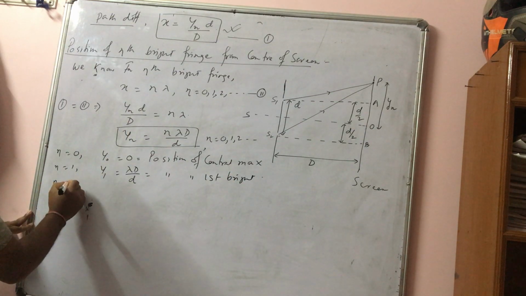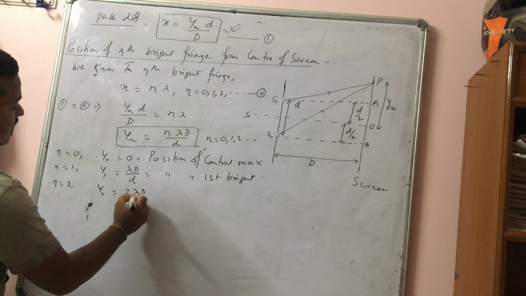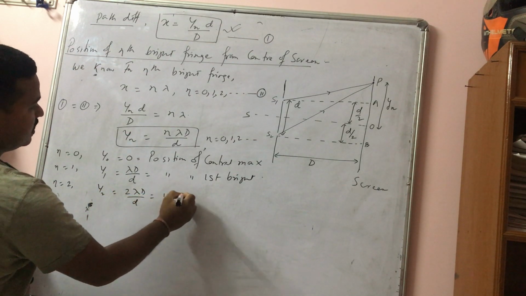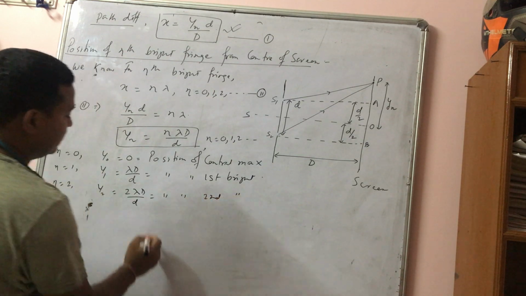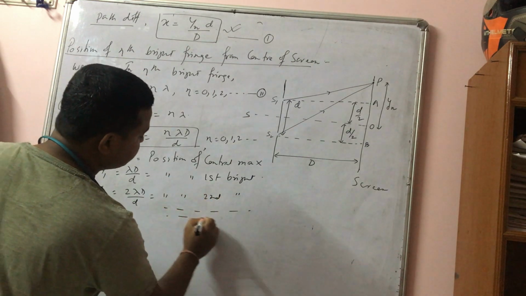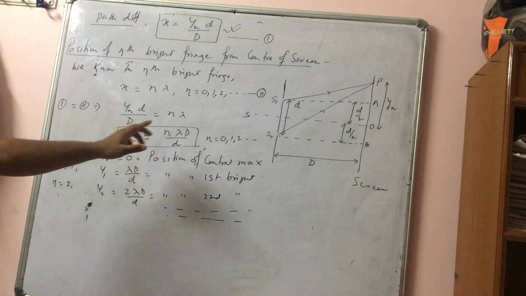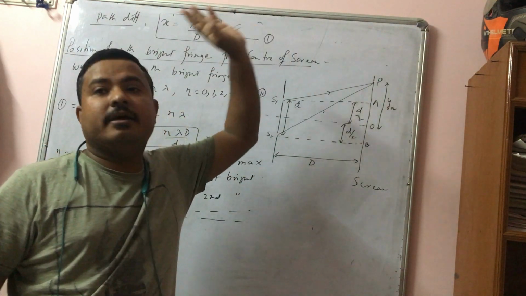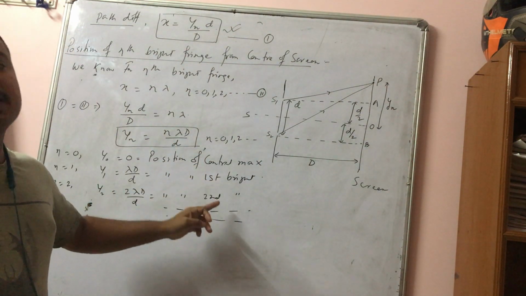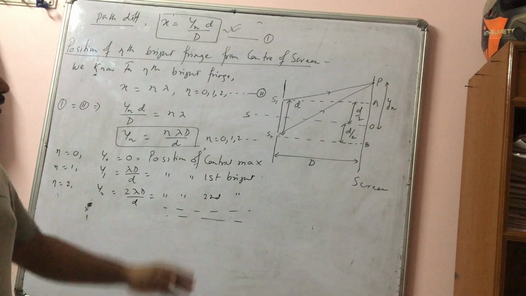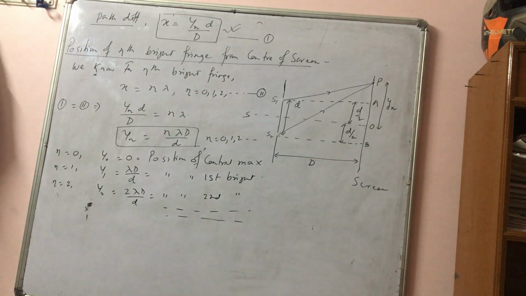Then if you put n equal to 2 here, y2 is 2 lambda D by d. It is the position of the second bright fringe, and so on. So from this equation you can find the position of the nth bright fringe. First bright, second bright, third bright, any bright fringe you can find the position from this equation.